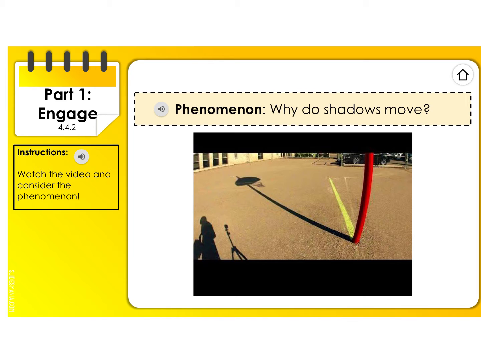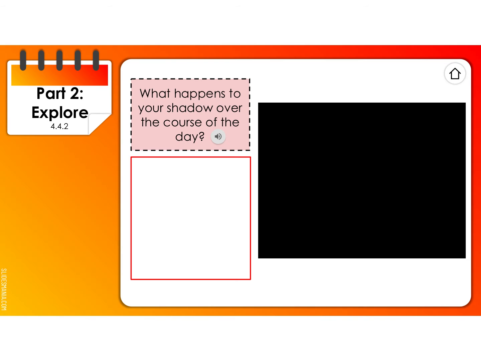So our phenomenon is, why do shadows move? I want you to think about that and then watch the video and think about, why do shadows move? This is Science Week 31, Day 1. And then the next question is, what happens to your shadow over the course of the day? And there's a video there. And as you watch that short video, think about, well, what does happen to your shadow?